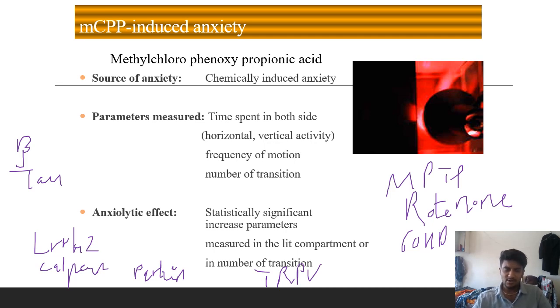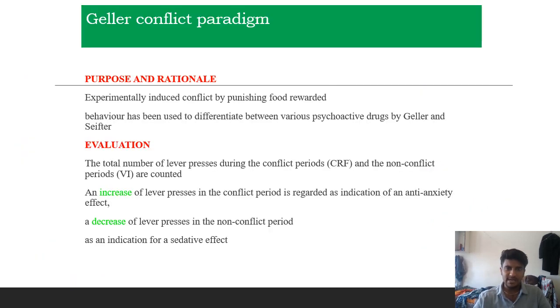So this is very important when we talk about these activities: LRRK2, calpain, Parkin. So you can have a look at these activities and these genes that are involved. Then we have tau protein, so amyloid plaques. So you induce the formation of fibrillary plaques, amyloid plaques, and they are induced via stereotaxy. Then we have Geller conflict paradigm. So it is used for conflict period testing, and an increase in the level of pressure indicates that it is an anti-anxiety agent, and a decrease in the level of pressure indicates that it is an anxiety agent. So a decrease in the lever presses, anxiety agent; an increase in the lever presses, anxiolytic agent.